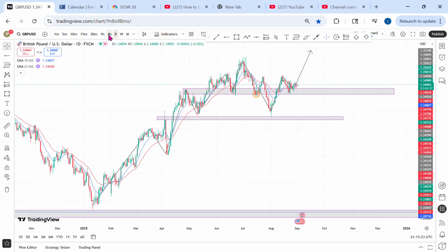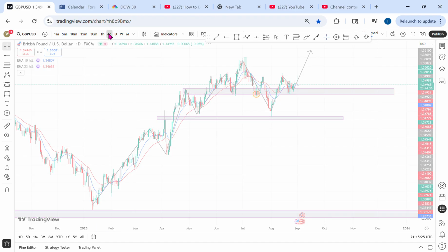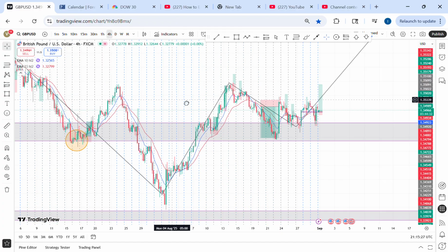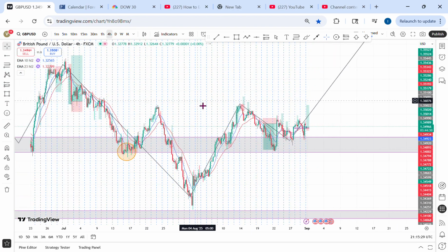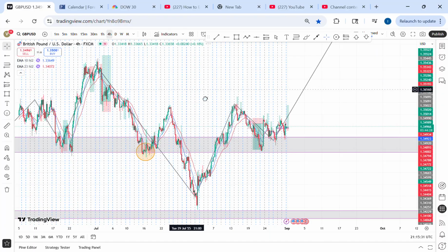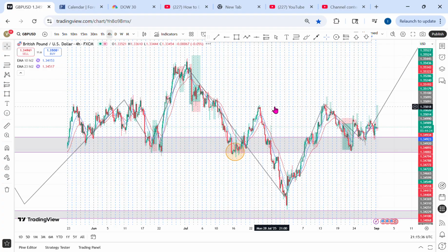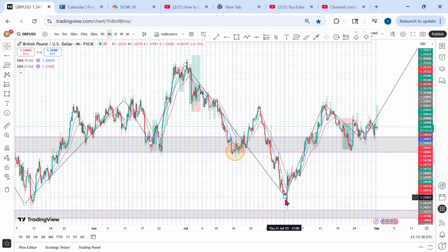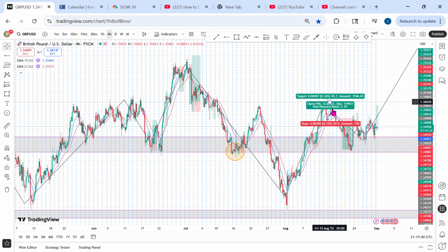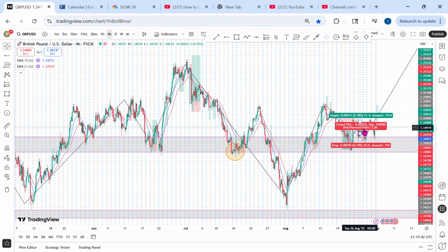Now let's go to the 4-hour time frame. On the 4-hour time frame, look at what we have here. It's the same thing, guys. Exactly the same thing. The market creates a low, creates a high, and retests. Creates another high and retests.